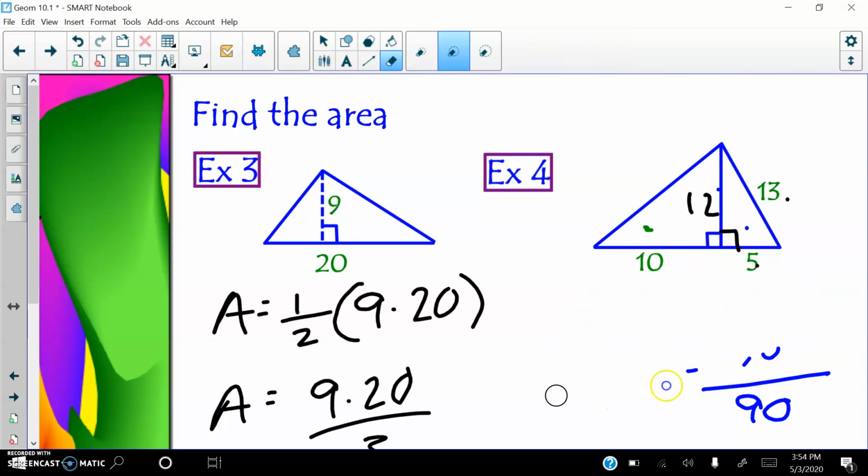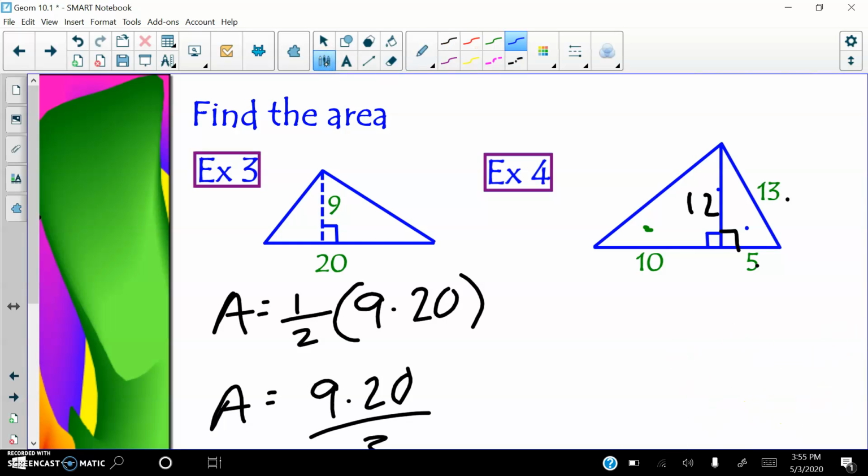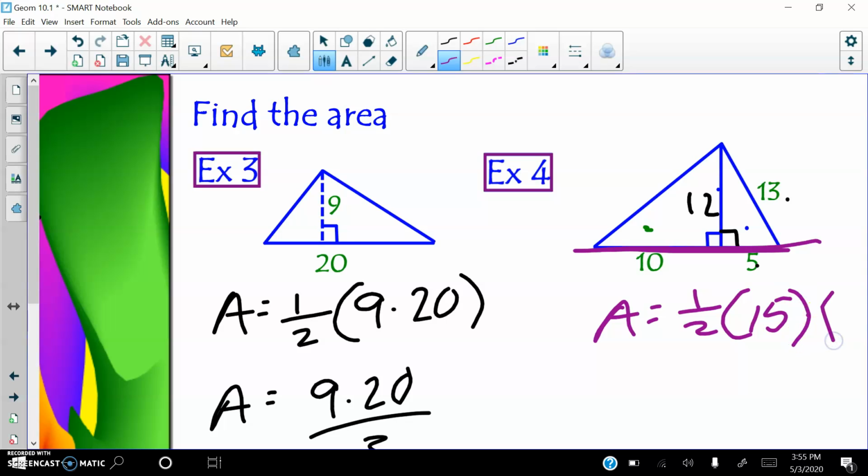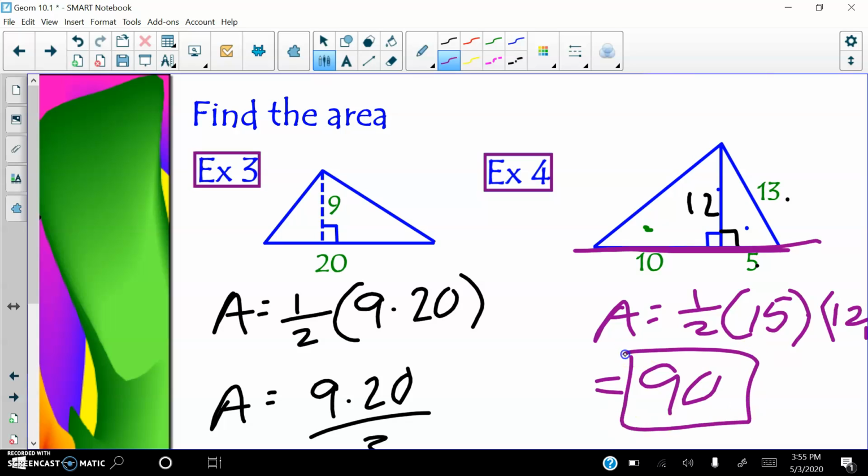Another way that you can do this is just by taking the entire base. So area 1/2, the entire base is 15 times the height, which is 12, and you still get 90. So that's one way that you can do it. Both ways work perfectly fine.